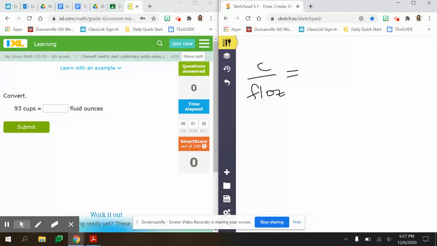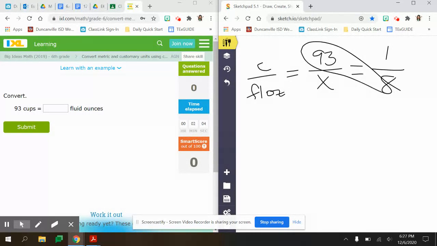So what do I know? I know 93 cups, but I don't know the fluid ounces. So that's my X. I'm going to go to my formula chart, my STAAR reference sheet, and it says 1 cup equals 8 fluid ounces. Notice the fluid ounces are on the bottom, so that's where I put the 8, and the cups are on top, so that's where I put the 1.